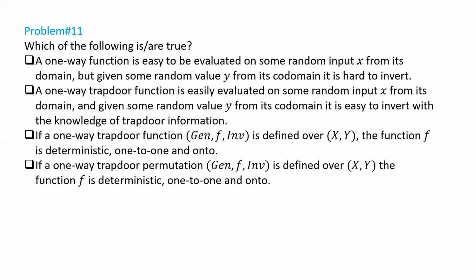So the function is not onto. So the third option is not correct. And in case of trapdoor permutation, all the rest applies the same.